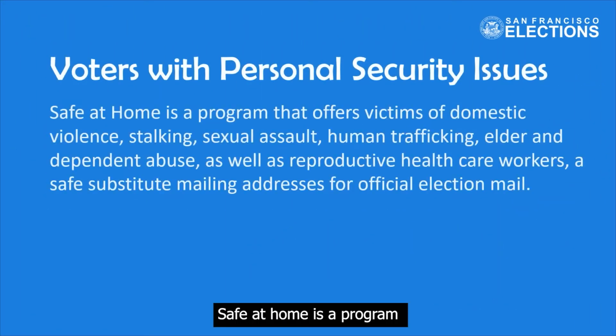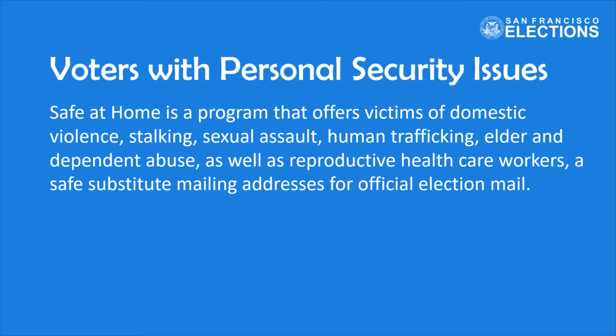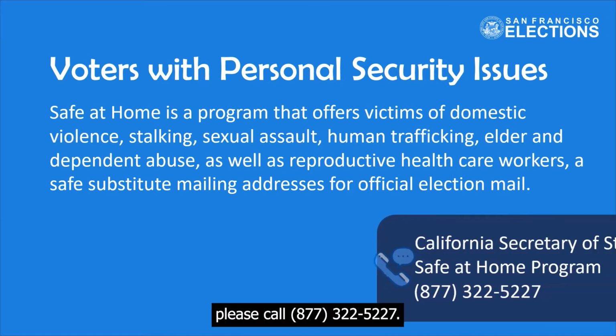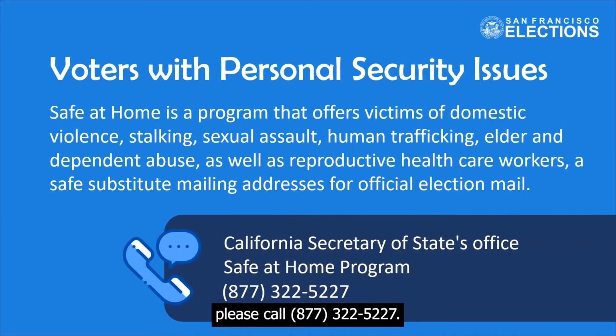Safe at Home is a program administered by the California Secretary of State's office. This program offers victims of domestic violence, stalking, sexual assault, human trafficking, elder and dependent abuse, as well as reproductive health care workers a safe substitute mailing address for the receipt of official election mail. If you or someone you know would benefit from more information about this program, please call 877-322-5227.